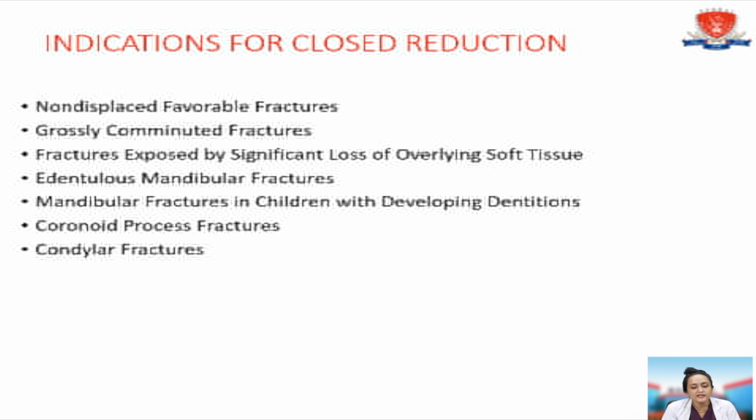So what are the indications for closed reduction? When you have to go for closed reduction? Non-displaced favorable fractures, grossly comminuted fractures, and if the patient has a contraindication for open surgery, you can go for closed reduction. Mandibular fracture in children with developing dentitions, the coronoid and condylar process fractures. In condyle process fractures, where it is a high condylar fracture, intracapsular, you can go for closed reduction.